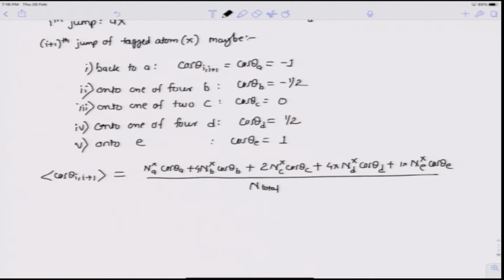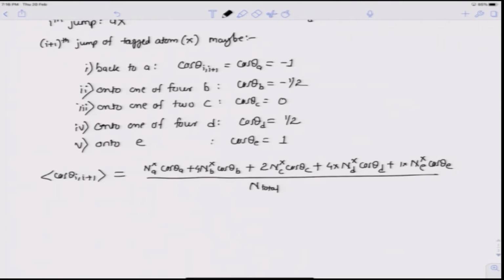Remember, when we evaluate the average of cos theta i plus 1, we have a large number of atoms, so we are tracking each of the x atoms for its i and i plus first jump, evaluating the cos theta and taking the average of it, right.